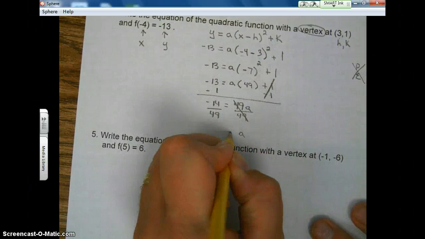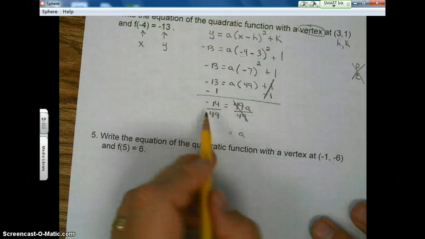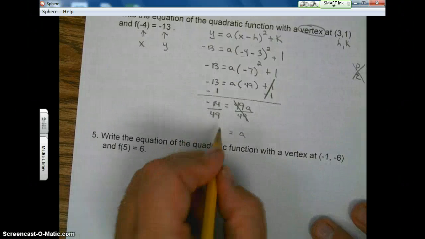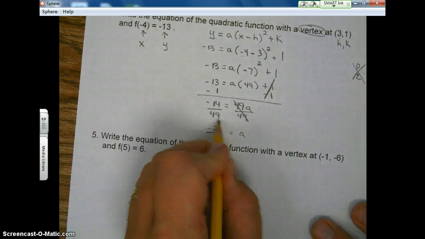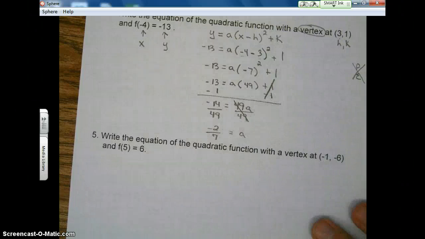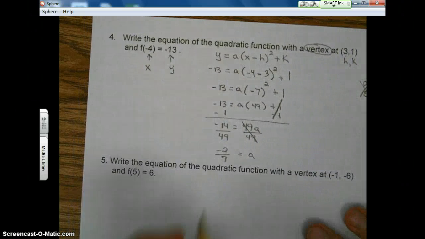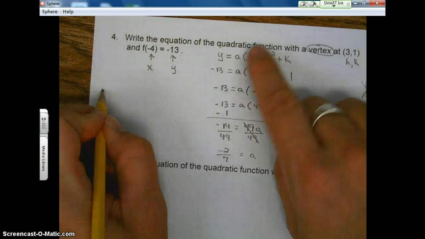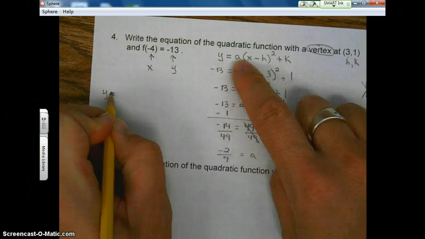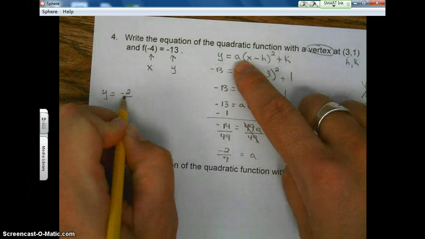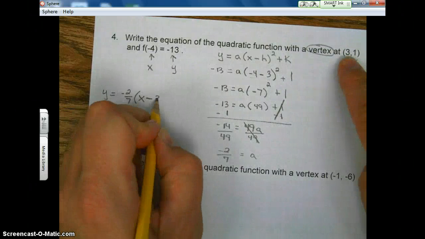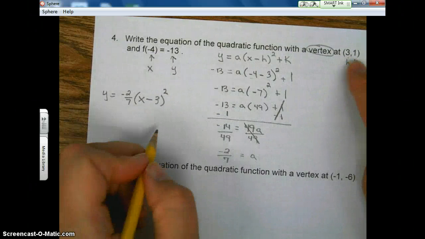So a equals, let's simplify this. I know that 7 goes into both of these evenly. So let's see if 7 will get us a simplified answer. That's going to be negative 2 on the top. 7 goes into 49 7 times. Now I have my a value. Let's write it in vertex form. So y equals a, which is negative 2/7, times x minus h, which is 3, plus 1.